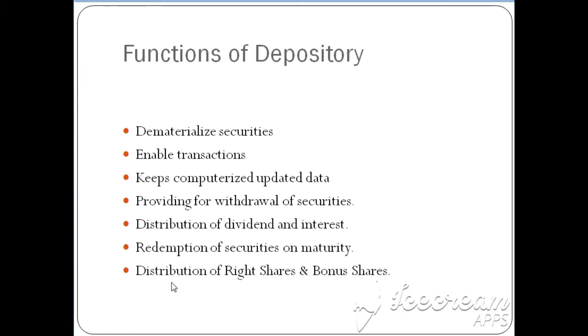Next is, what are the functions that are performed by a depository? Besides handling securities in electronic form, it also enables transactions of buying and selling and keeps the computerized data updated on a real-time basis. It also provides a system for withdrawal of securities as well as distribution of dividend and interest to the eligible owners of the securities or investors, and also allotment of bonus or rights shares to the interested parties. It also helps in redemption of securities at maturity or at the time of buyback of shares.